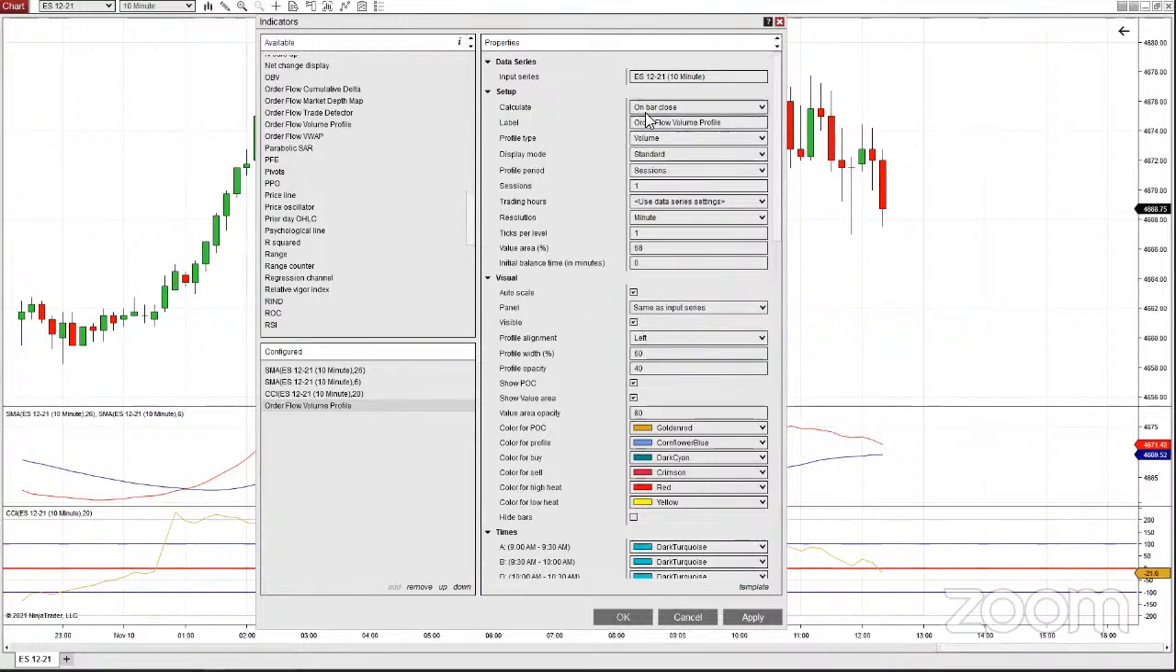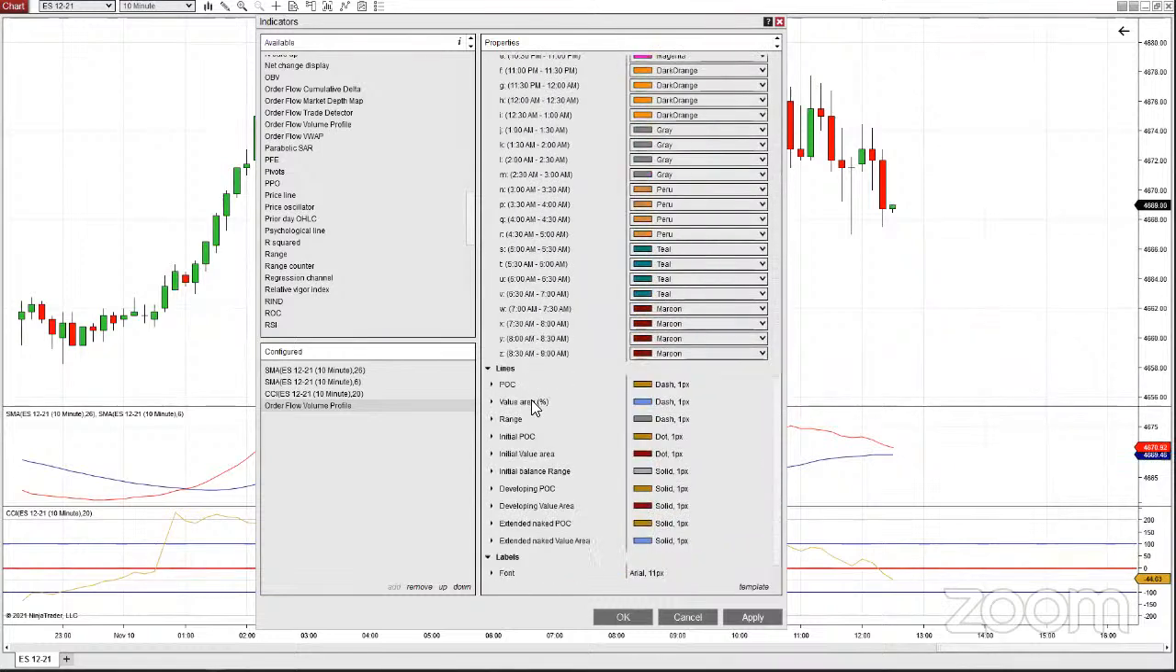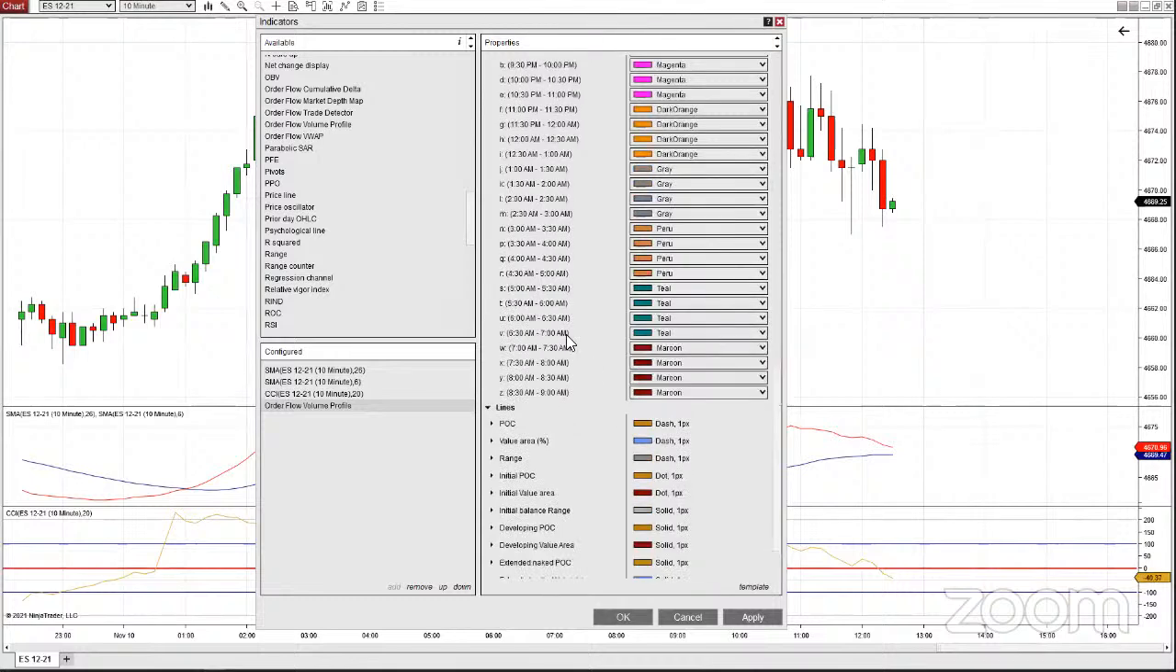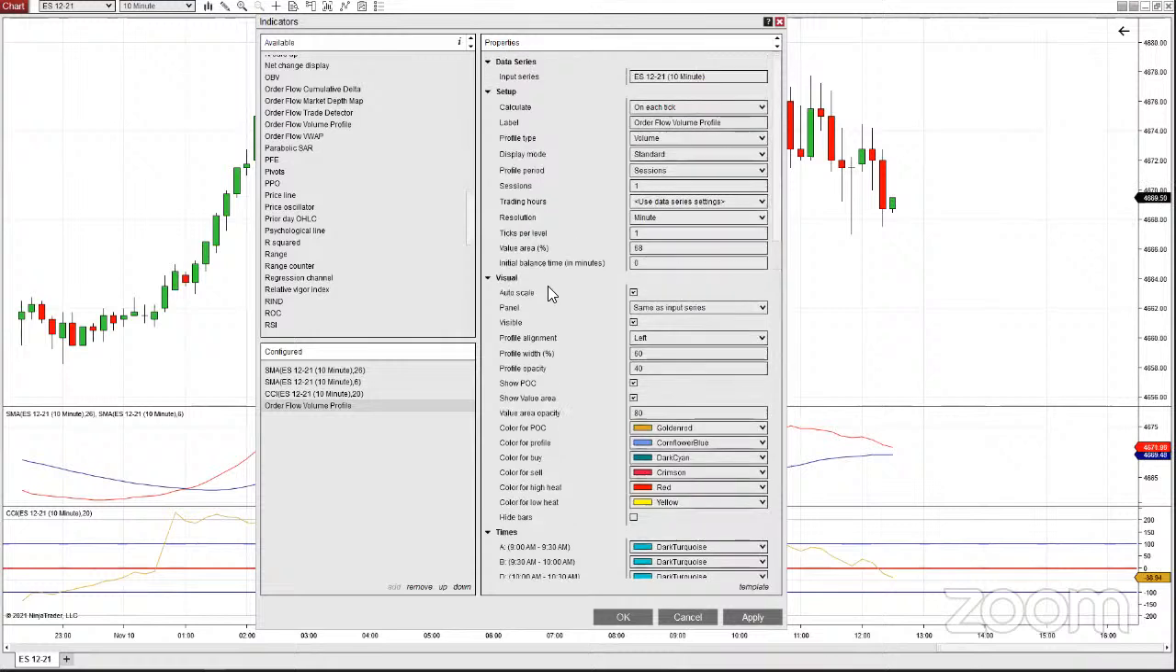So again, on each tick, E-mini 10-minute chart, this is all good. I'm going to come back and change this ticks per level, but I'm going to keep it at 1 right now just to make a point. And then I'm going to go down here and click show volume labels all the way at the bottom. Everything else is more or less cosmetic on what lines you want to show and how you want to look at it, but I keep everything the same. This value area percent, I would not change that. That's 1 standard deviation worth of volume, 68. So I'm going to keep it there.